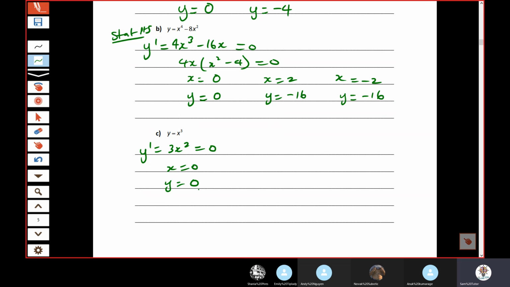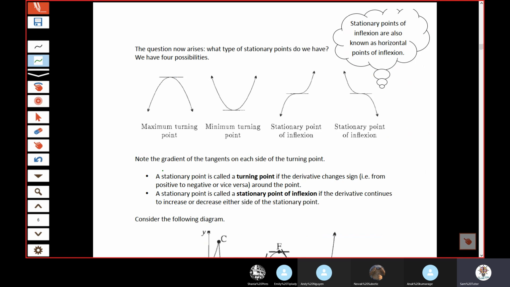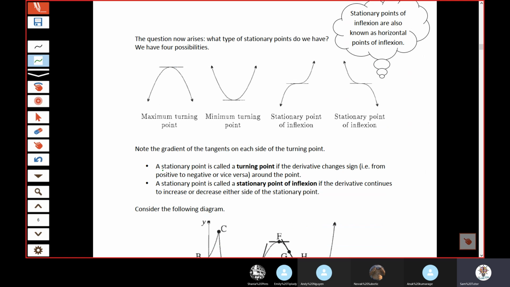Stat points, when do they occur? y dash equals 0. Increasing, y dash greater than 0. Decreasing, y dash smaller than 0. Good. The question now arises, what type of stationary points do we have? We actually have 3 possibilities, technically, because these two are the same. They just change direction. But anyway, there's 4 possibilities.